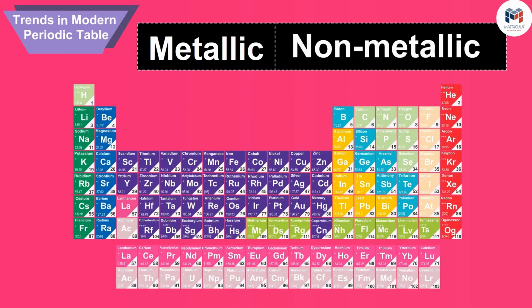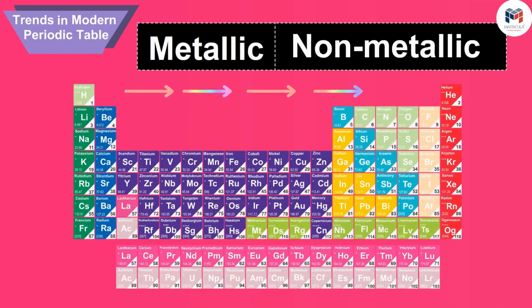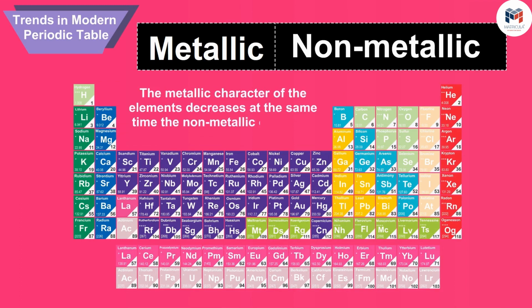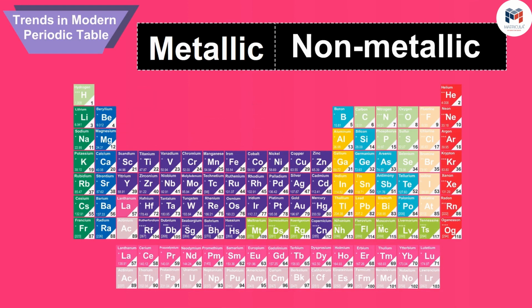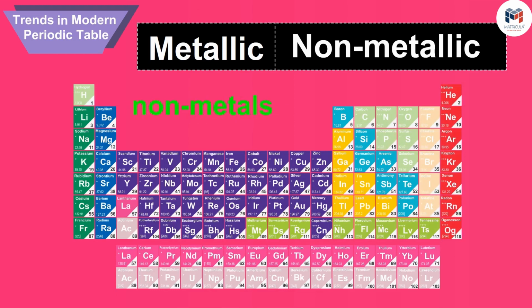Now, we will first discuss the metallic or non-metallic character in a period. On moving from left to right in a period, the metallic character of the elements decreases. At the same time, the non-metallic character increases. On the left side in a period, we have metals, and on the right side, we have non-metals.